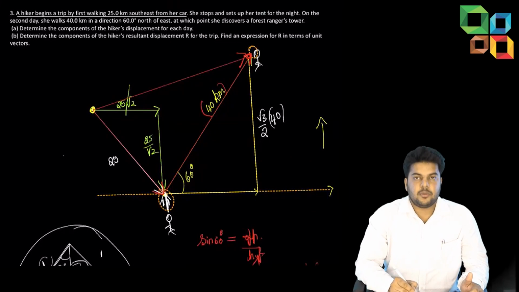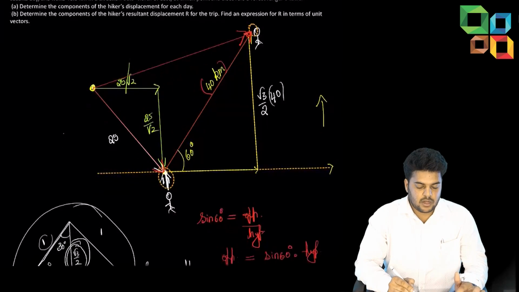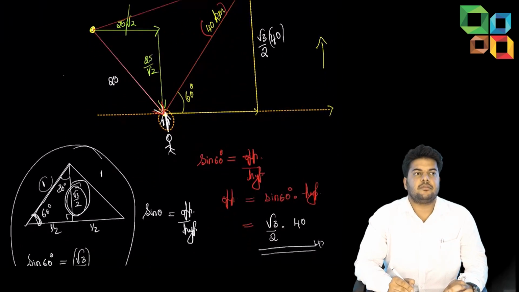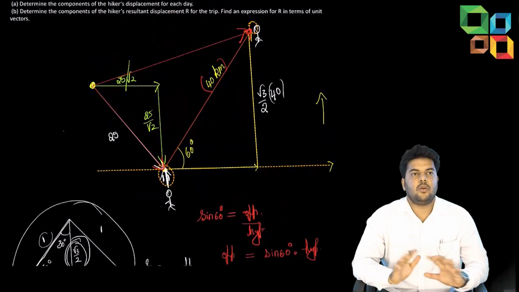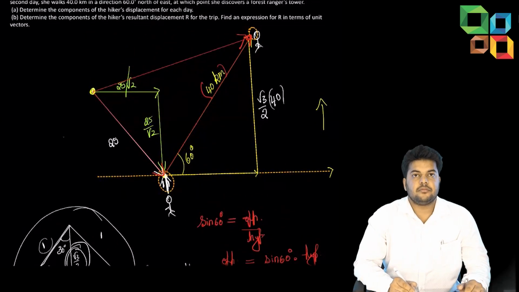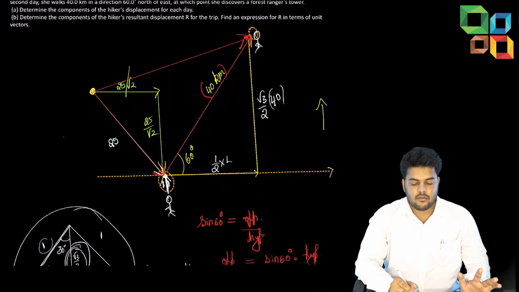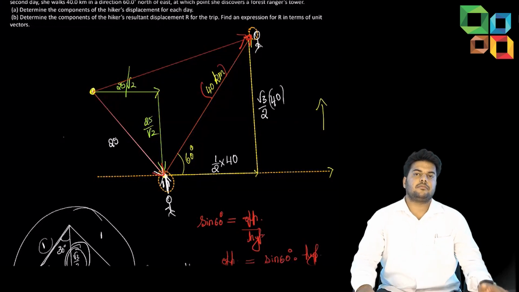Can you tell me what this length would be? Can you guess? In my 1, 1 triangle, that length was half. In the zoomed out triangle, what would this length be? Everything you have to multiply by 40. So multiply half also by 40. Done. Simple, isn't it? That's what trigonometry is.